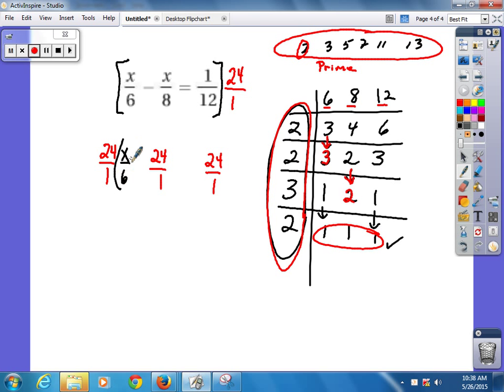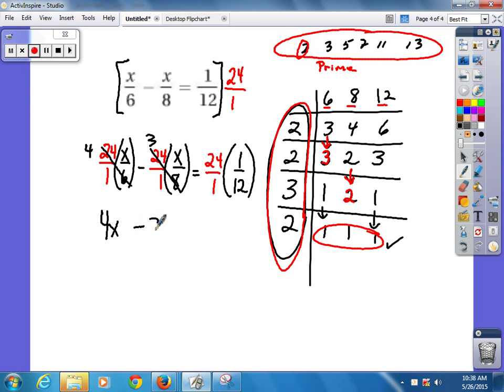x over 6 minus x over 8 equals 1 over 4. And now you just do your math. 6 going into 24, and do 4x. 8 will go into 24. And 24 divided by 12.